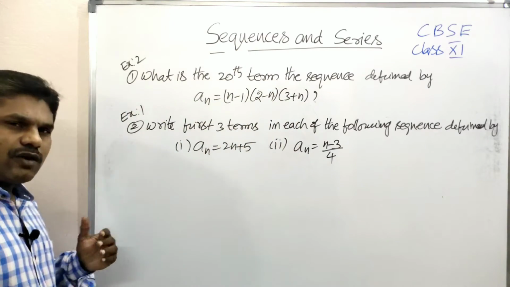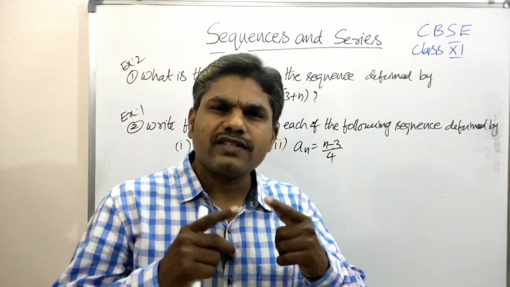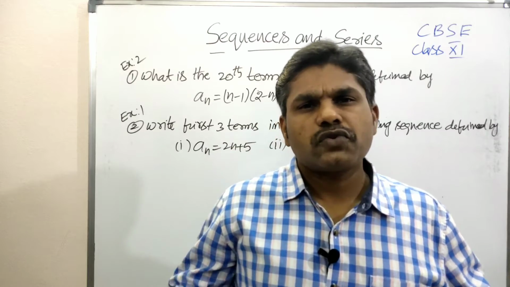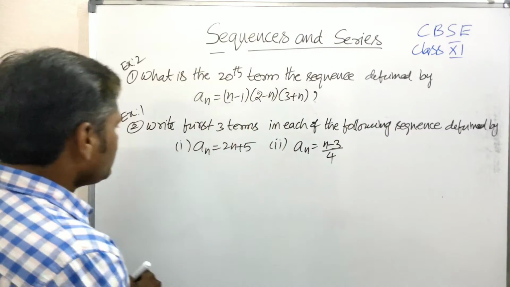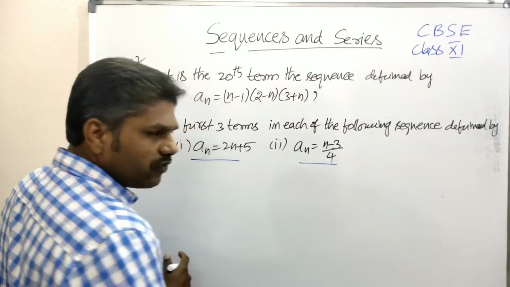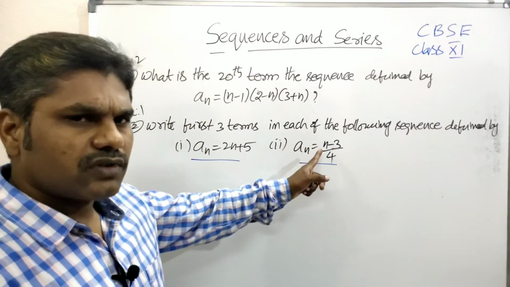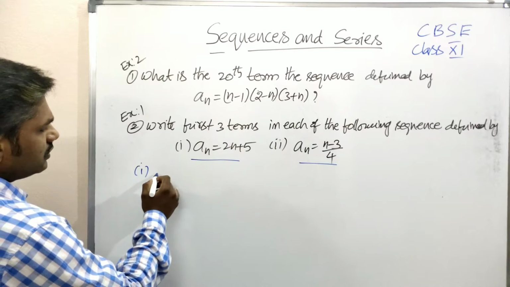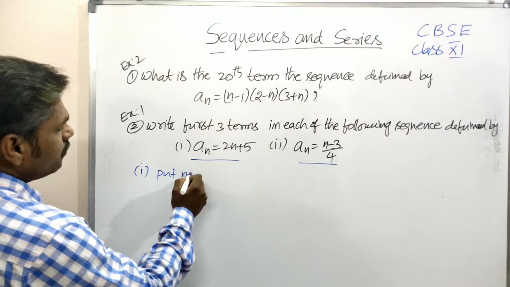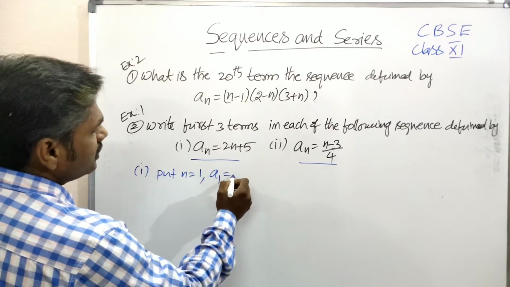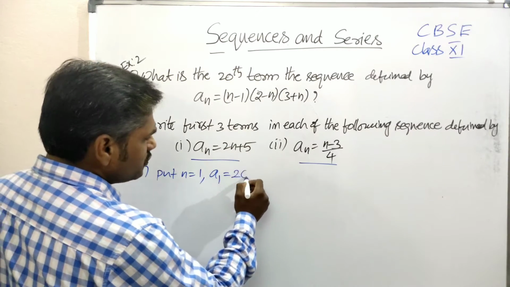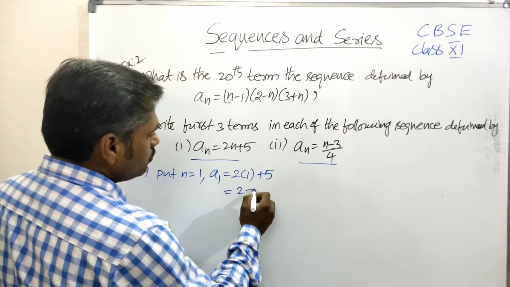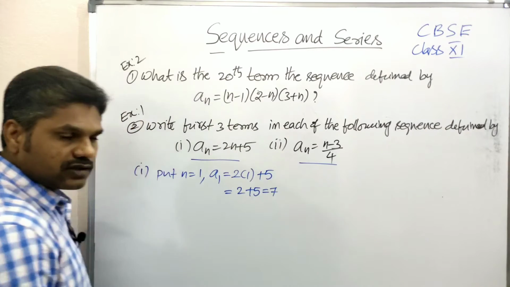If you want to get the terms of this sequence, simply substitute n equals 1, then you will get the first term, n equals 2 the second term, n equals 3 the third term. I am solving this one, I am leaving the other for you. First, this simple one: put n equals 1, therefore you will get a1. In the place of n, I am substituting 1: 2 into 1 plus 5, that is 2 plus 5, which is equal to 7.